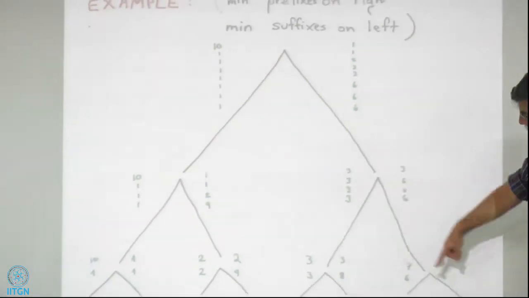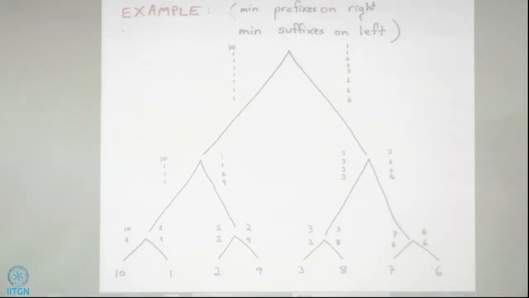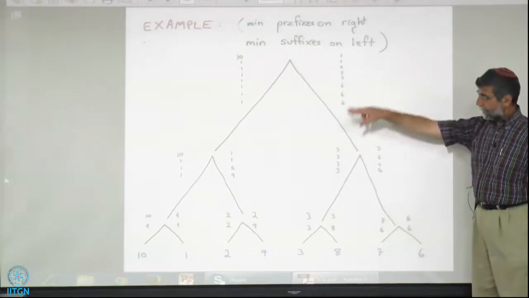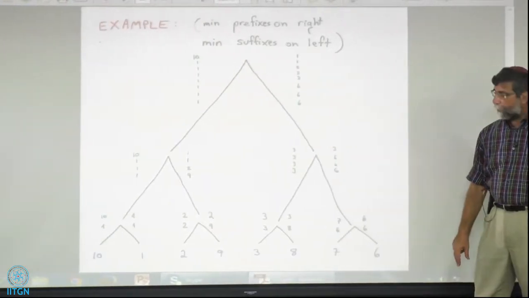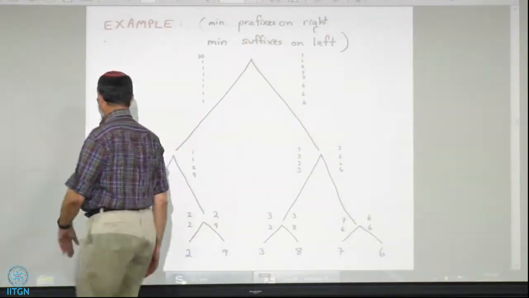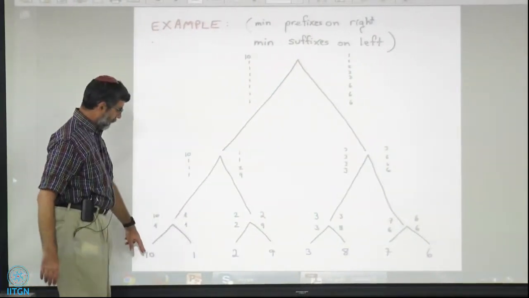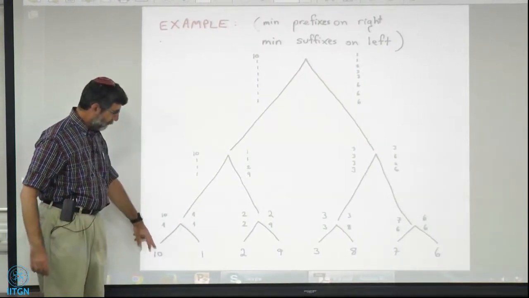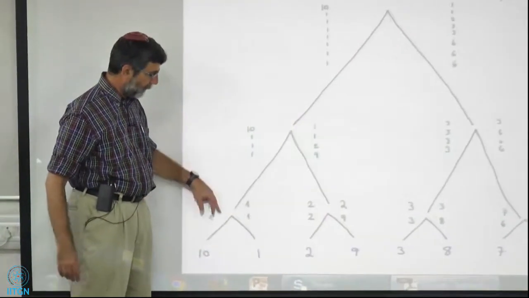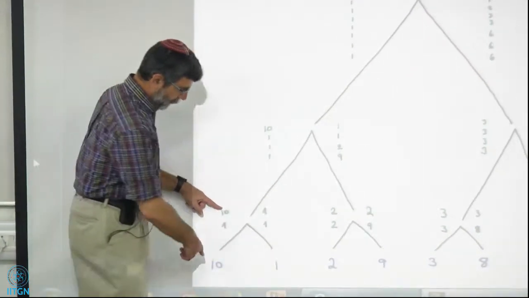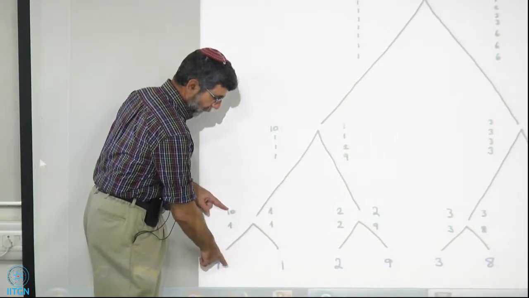So our array is on the bottom: 10, 1, 2, 9, 3, 8, 7, 6. That's our array, and this is the complete binary tree on top of that array. In the very bottom, we can assume that I wrote it only once, but if we want to generalize, then really you have 10 on one side, 10 on another.